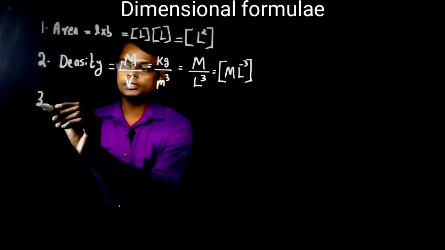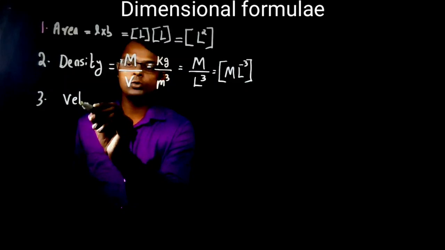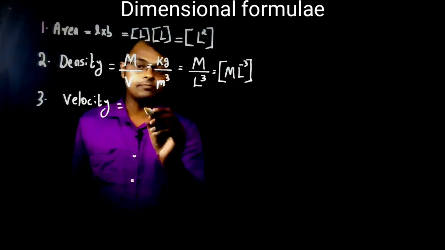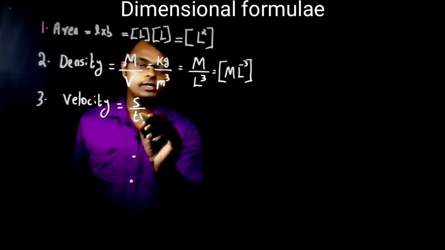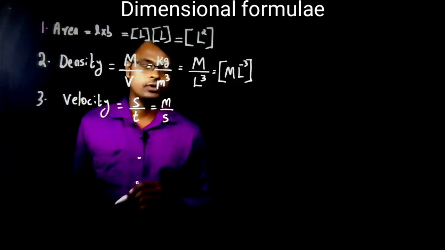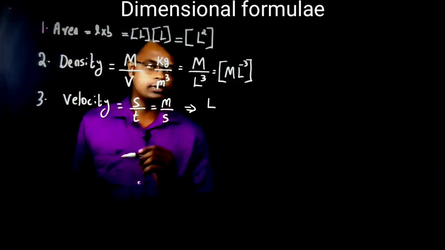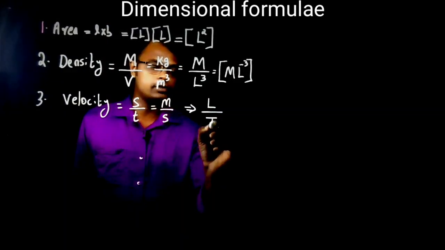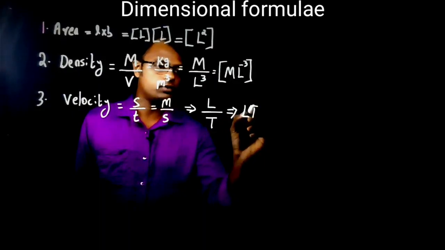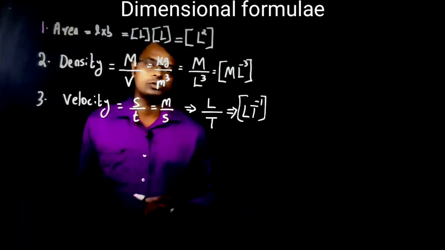Now let's take the third case here, that is velocity as well as speed. What is the velocity formula? Velocity is equal to displacement divided by time taken. The derived unit is meter divided by second. If you write the dimensions, for displacement it is L, and time is capital letter T. So what are the dimensions? We can write L T to the power minus 1 in square bracket.